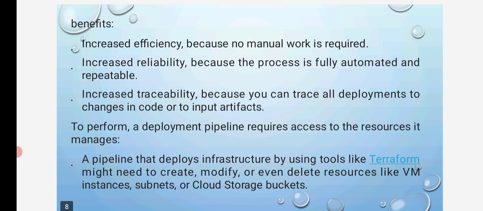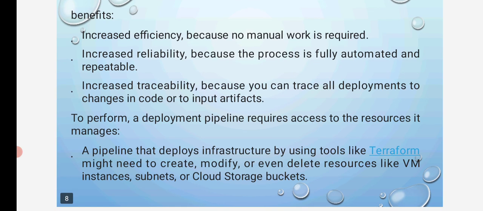The benefits: it increases efficiency because no manual work is required. It increases reliability because the process is fully automated and repeatable. It increases traceability because you can trace all deployments to changes in code or to input artifacts. To perform a deployment, a pipeline requires access to the resources it manages. A pipeline that deploys infrastructure by using tools like Terraform might need to create, modify, or even delete resources like virtual machine instances, subnets or cloud storage buckets.